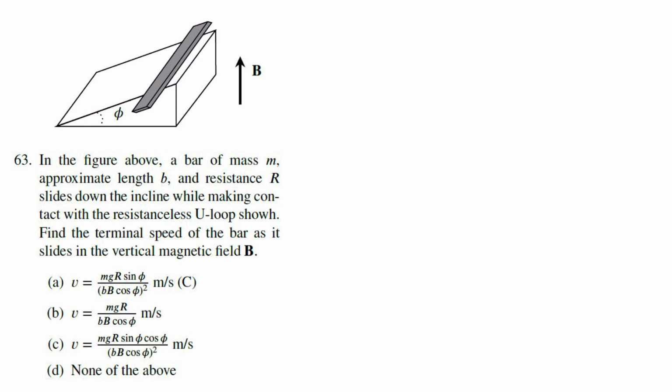63. So basically we have a bar on an inclined plane, and we are trying to find the terminal speed of the bar as it moves down the magnetic field. So if we take the forces in the x direction parallel to the incline, we get mg sine theta. I'm going to say theta because we're going to have to deal with flux, so that might get a little confusing. Mg sine theta minus the magnetic force has to equal 0 because at terminal velocity the net force is 0. So what we need to do first is calculate the magnetic flux.